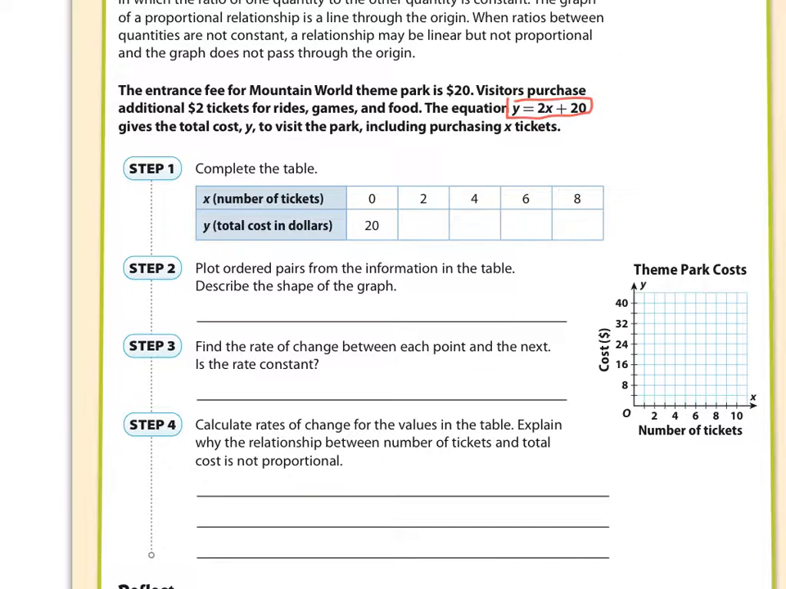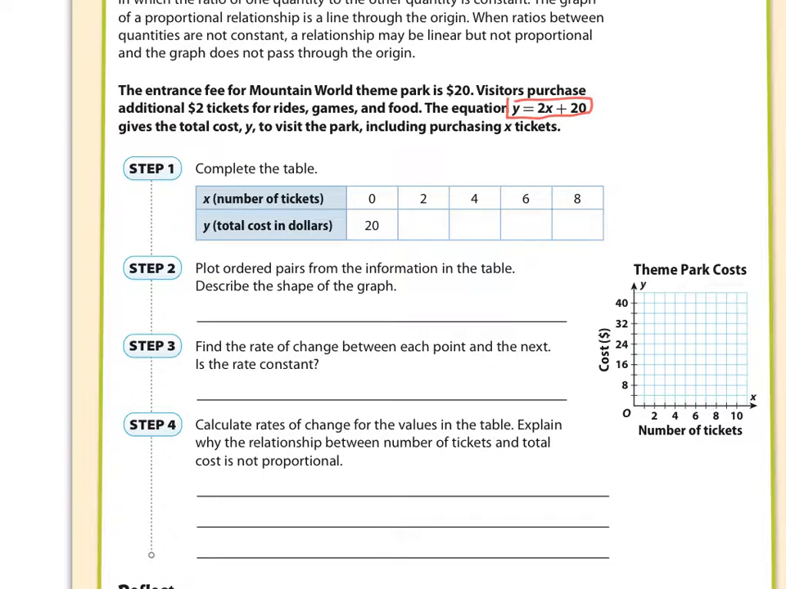including purchasing x tickets. So the number of tickets is x. If the visitor only purchases 1 ticket, it's going to be $20 to get in and then $2 for 1 ticket. So that'd be $22 total. But if somebody wants to buy, let's say 10 tickets, then 10 tickets would mean $20, and then there's also $20 to get in. So this equation is going to give us the total cost.